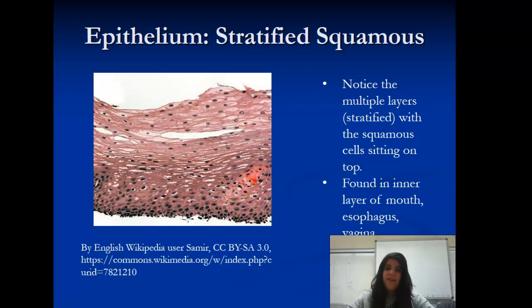The location of stratified squamous is going to be found in the inner layers of your mouth, they line your esophagus, and also line your vagina. So these are going to be, because they're stratified, a little bit thicker and are going to function a little bit more in terms of protection.